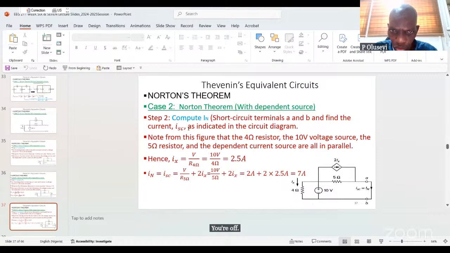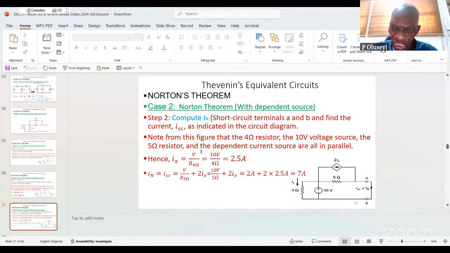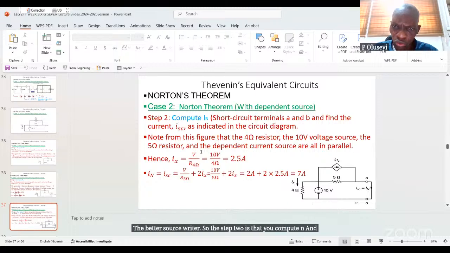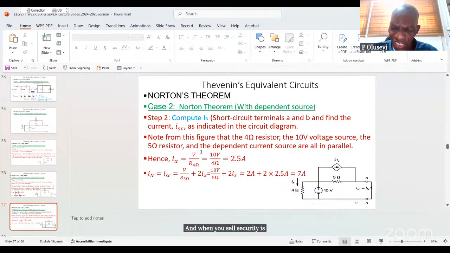So you can see step 2 as well. Because we are to get Ix, the source current for the dependent source rather. So step 2 is that you compute IN, and in computing IN, you saw circuit diagrams A and B. When you short circuit it, you will have I short circuit there, which is the same thing as IN.